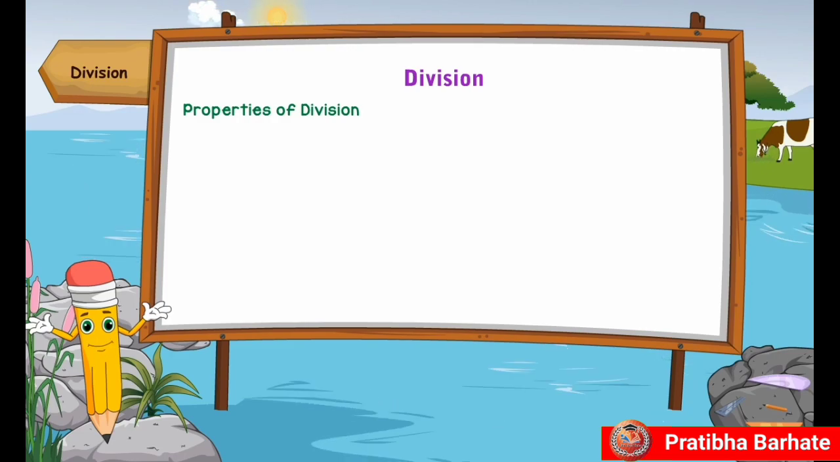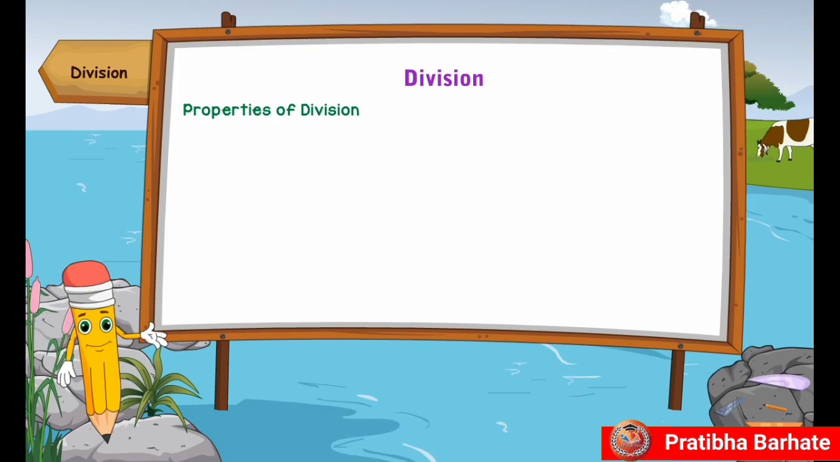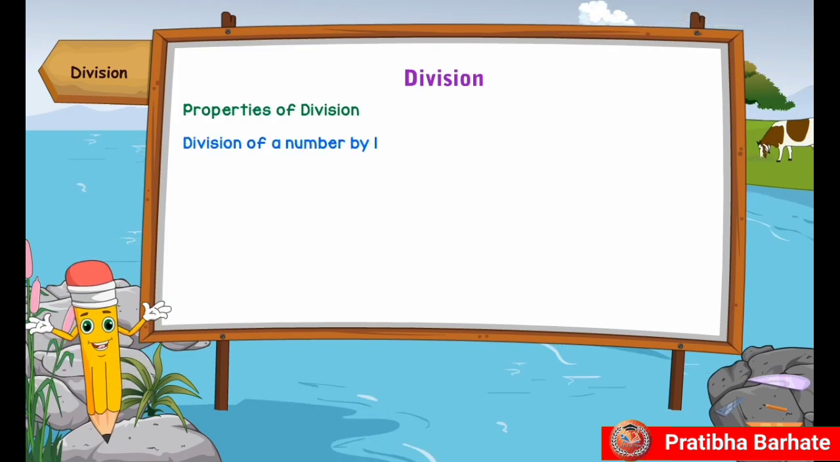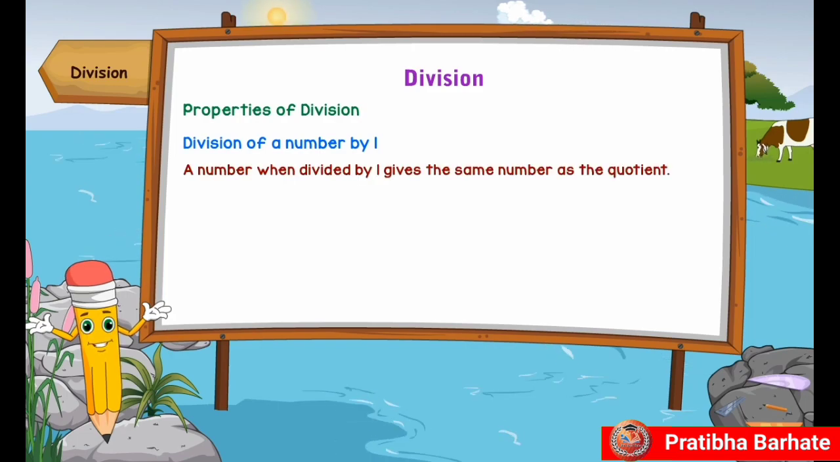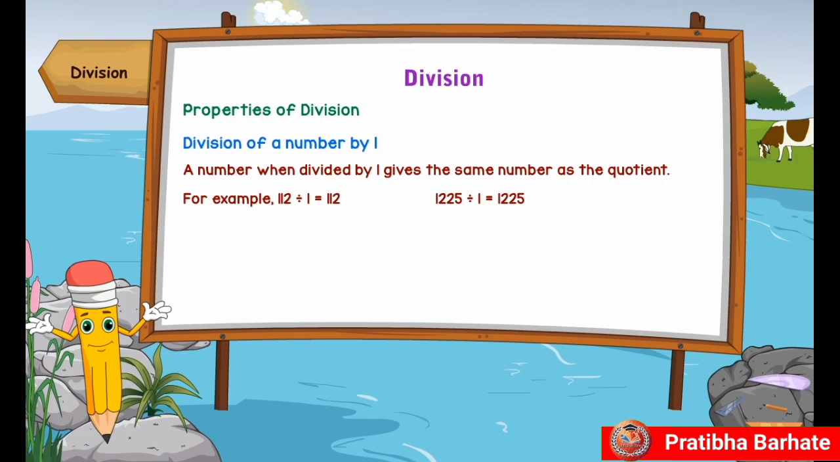Properties of division. There are certain properties of division. Let's understand them. Division of a number by 1. A number, when divided by 1, gives the same number as the quotient. For example, 112 divided by 1 is equal to 112. 1225 divided by 1 is equal to 1225.